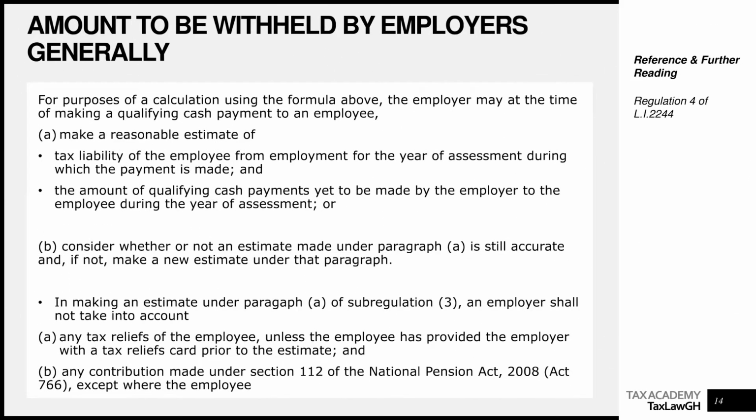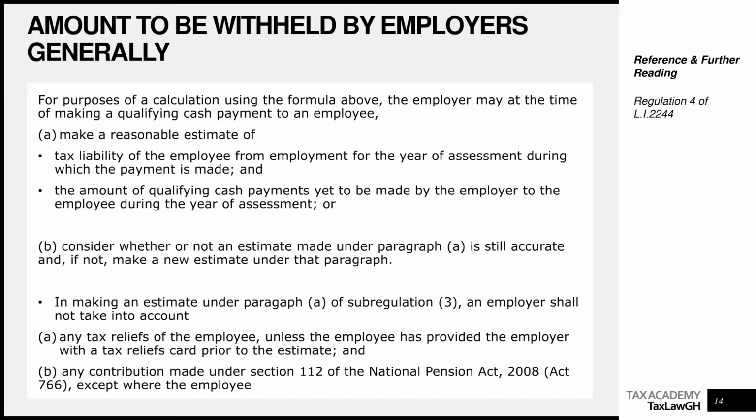What does this mean for you? For the purpose of calculating using this formula, the employer may, at the time of making the payment, make a reasonable estimate of a number of things. We say this because if we are being really technical, what the law provides is an annual income tax rate for resident individuals. Remember the table I showed you at the beginning of part 1 of employment income, with a number of bands, the first figure at 0, going all the way to 30% for amounts exceeding 240,000. What the law provides is annual.